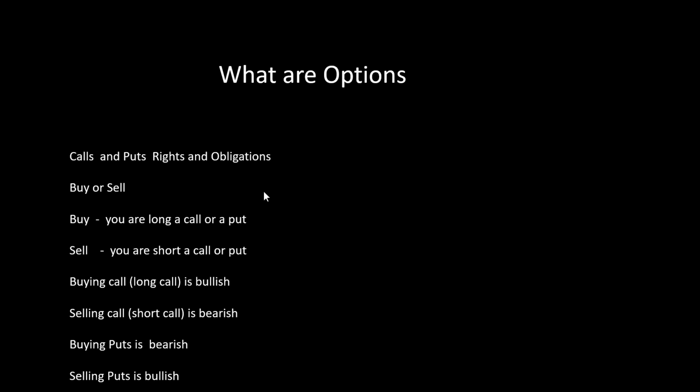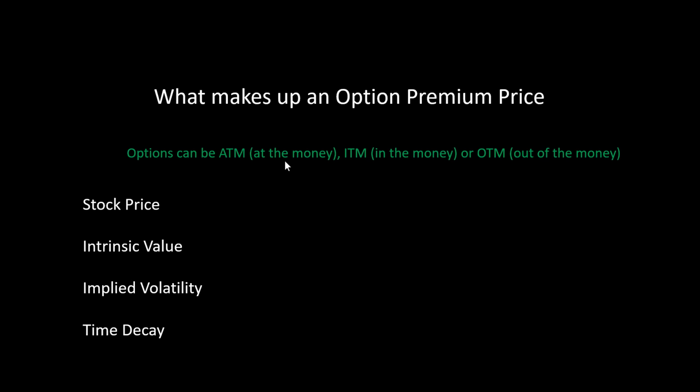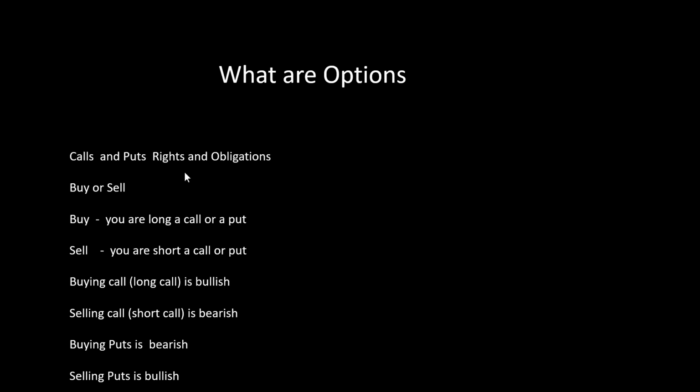All right, so we're going to talk about what are options. We'll talk about calls and puts, rights and obligations. When you buy an option, a put or a call, that technically gives you the right to buy or sell that stock at the strike price that you bought it at. So you buy a $100 call in Microsoft, you have the right to buy Microsoft at $100 a share, no matter what the stock price is when you want to exercise that. So when you go long a call or long a put, you have the right to buy the stock, but not the obligation. You don't have to.